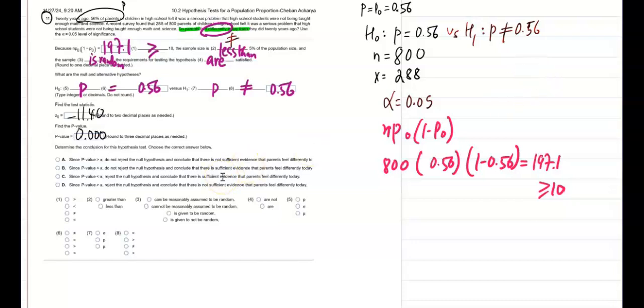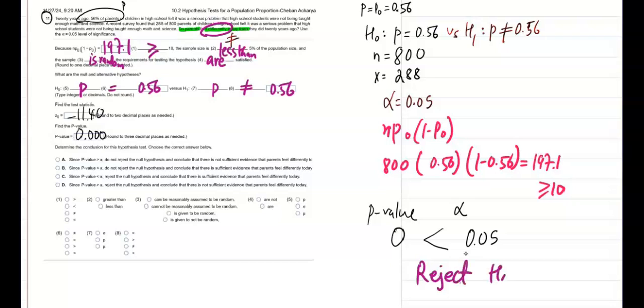So let's see what you're going to do. You reject or do not reject. So p-value and alpha, let's compare. P-value is 0. That's what we had here. Alpha equals 0.05, and the p-value is less than alpha. So that means reject the null hypothesis. So reject H0, which is p equals 0.56. The first choice here, do not reject, is incorrect. The first two choices are incorrect, because they say do not reject.